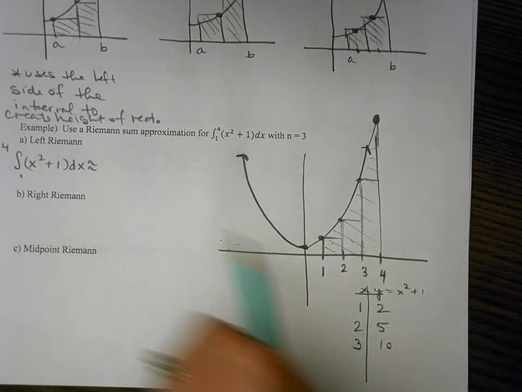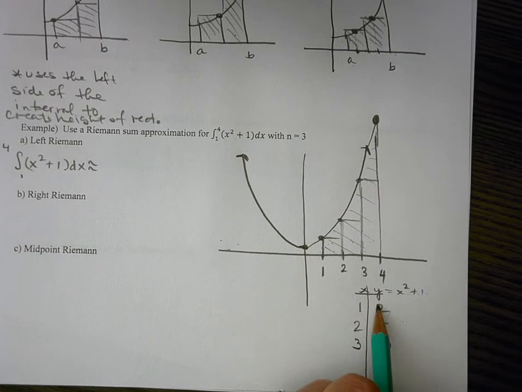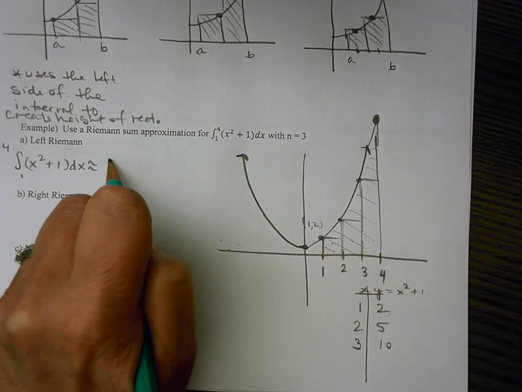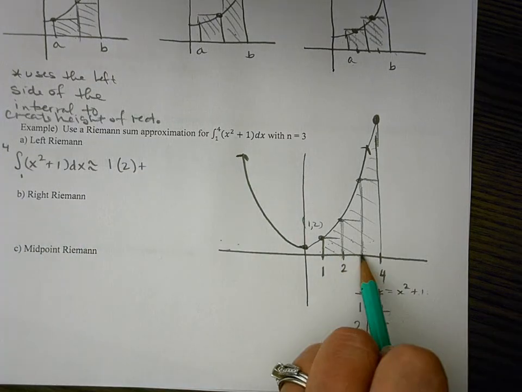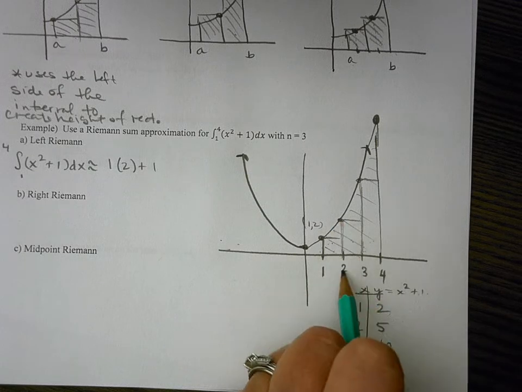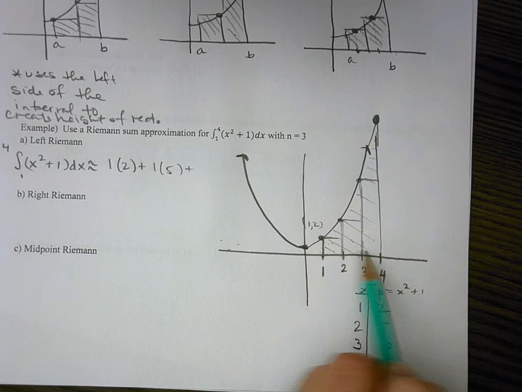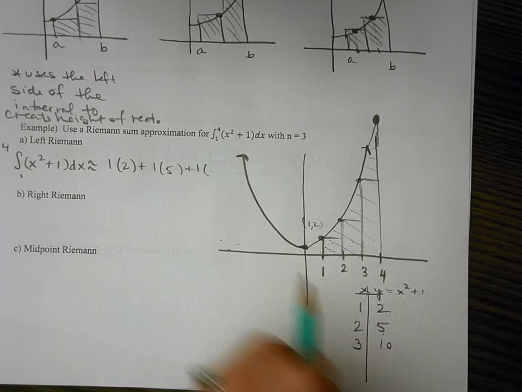So my first rectangle has a base of 1 and a height of 2, right? Because that ordered pair is 1, 2, so that height would be 2. So base of 1, height of 2. And then I go to my next rectangle, also has a base of 1. And then its height is right here, so when x was 2, my y value was 5. And then over here, my third rectangle, base of 1 again. And then my height was when x was 3, my y was 10.